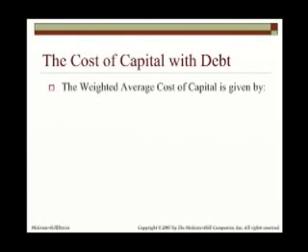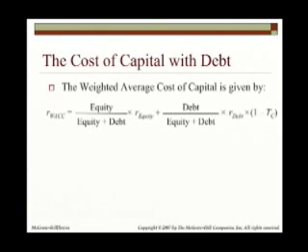All right, what about with debt now? Here's the weighted average cost of capital. The weighted average cost of capital is the percent of equity times the return on equity plus the percent of debt times the return on debt, and it's actually the after-tax return on debt because remember, debt is tax deductible. Debt is a cost of doing business. Equity is not tax deductible.